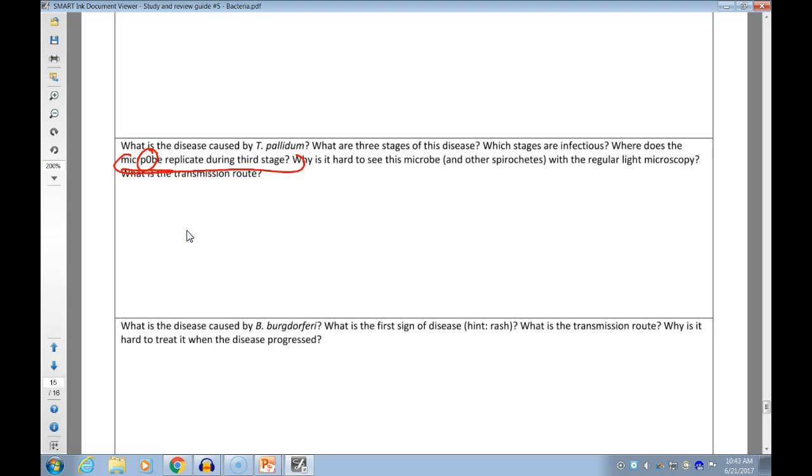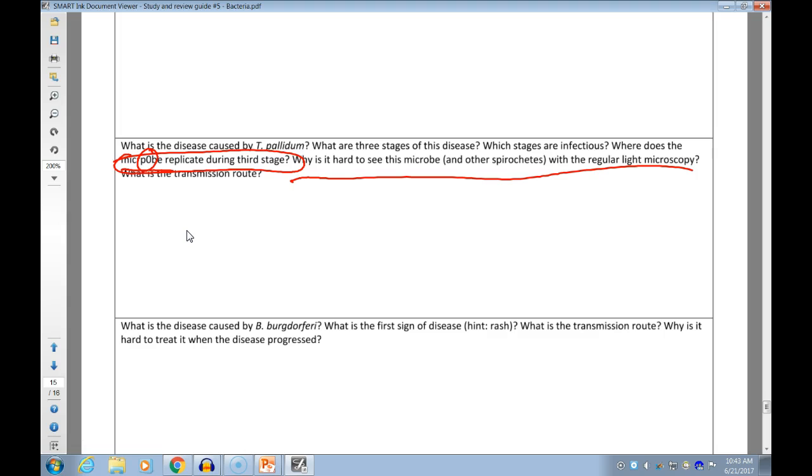How did this thing replicate in the third stage? Where? In the tissues. Why is it hard to see the microbe and other spirochetes with regular bright field microscopy? Not only spiral, what else? They are really thin, really tight. They may be long, but they are thin. Transmission route: sexual.